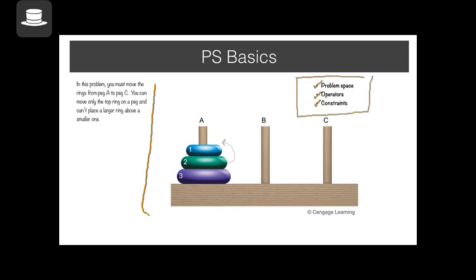which includes operators, your ability to move things, and the constraint is the fact that you cannot move all the rings at the same time, you can only move one, and you cannot place a big one over a small ring. Understanding this terminology would help us understand the processes involved in problem solving.